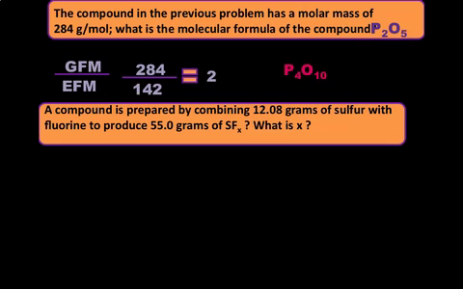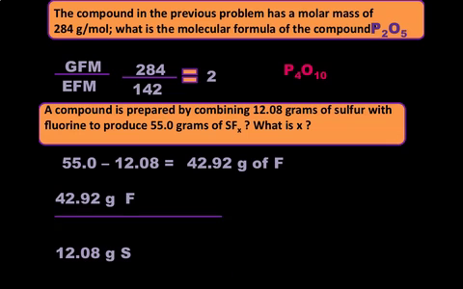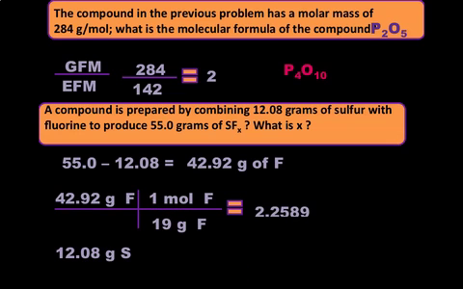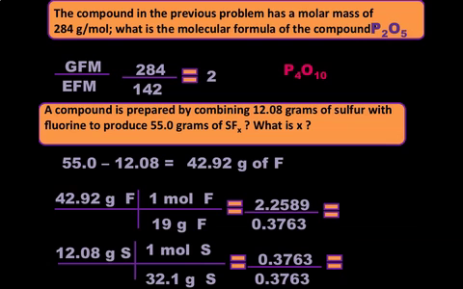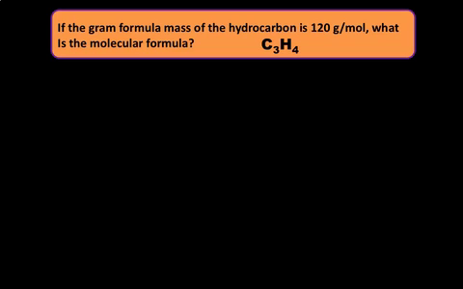A compound is prepared by combining 12.08 grams of sulfur with fluorine to produce 55 grams of SFx, and we want to know what x is. We know that the total has to be a sum of what we put in. To find out how much fluorine we had, we subtract, and we get 42.92 grams of fluorine. Now we can go through the same process from the last slide. I'm going to convert these to moles. Then I take the smaller number and divide both by it. On the fluorine, I get 6, and on the sulfur, I get 1. So that's SF6.